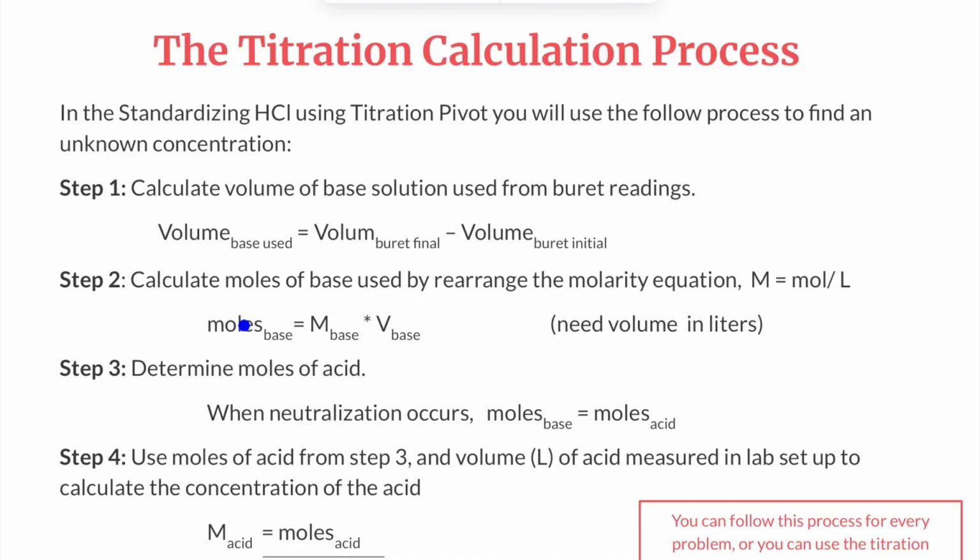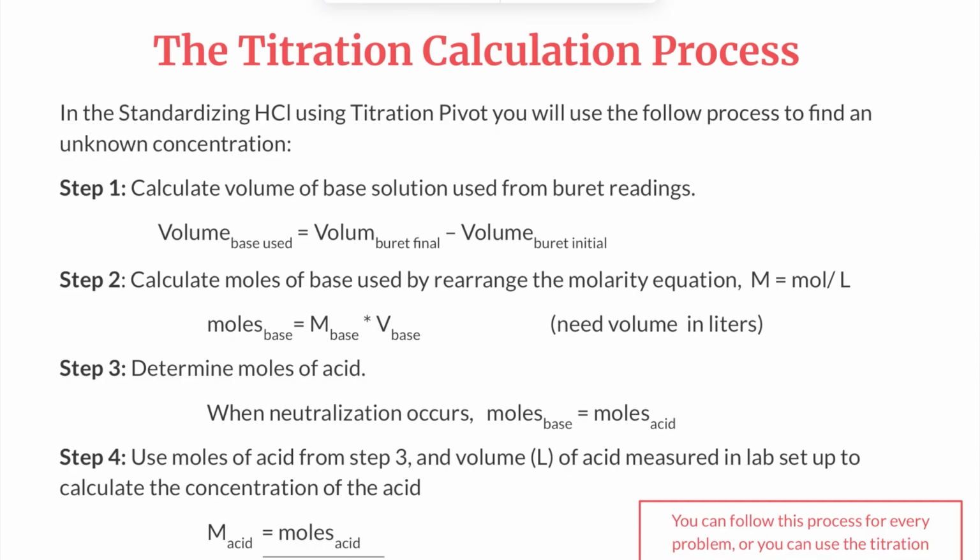After we know moles of base, we can figure out how many moles of acid we need. If it's neutralization, however many moles of base we have is how many moles of acid we have. So we're just taking this number, that's how much acid we have. And now we can use the moles of our acid and the volume of acid we measured in our initial lab setup. We can calculate the concentration of the acid by doing moles of acid divided by the volume of acid that we started our titration with.